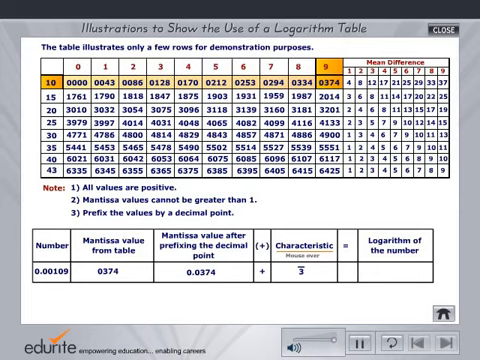Wondering how the characteristic became 3 bar in this case? Well, adding the number of zeros after the decimal point and including the decimal point itself, we get 3 bar. Therefore, logarithm of 0.00109 is equal to 3 bar point 0374. Click on the Home button below and find the logarithm of the numbers given as exercises.